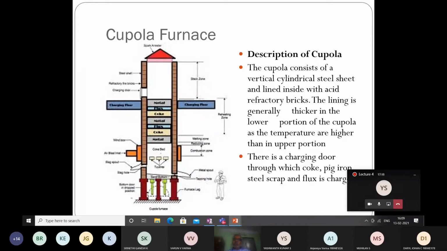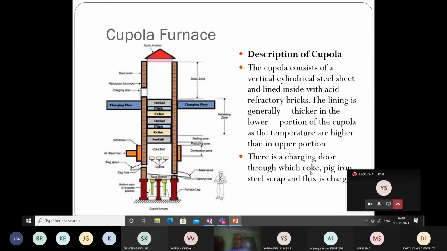There is a charging door through which the coke, pig iron, steel scrap and flux are charged. So this is the charging door. It can be on the left-hand side or the right-hand side; there is no hard and fast rule. It is usually at the top, because we are going to feed all the materials through it.